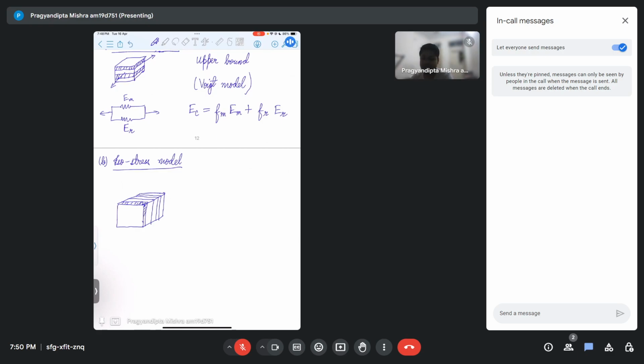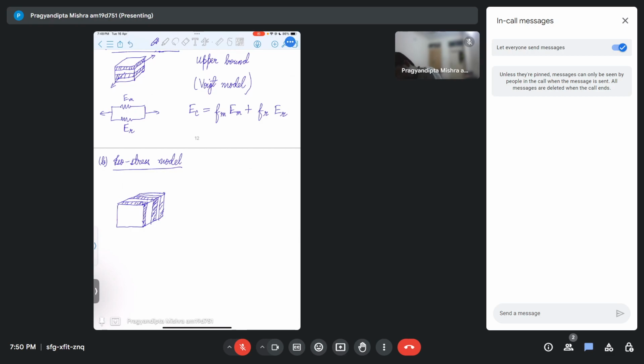So Voigt and Reuss have given these two models, which give us the upper and lower bound of elastic modulus for a composite mixed with the matrix and reinforcement. Okay, so using the elastic modulus of matrix and reinforcement, we can find the bound of the two cases.